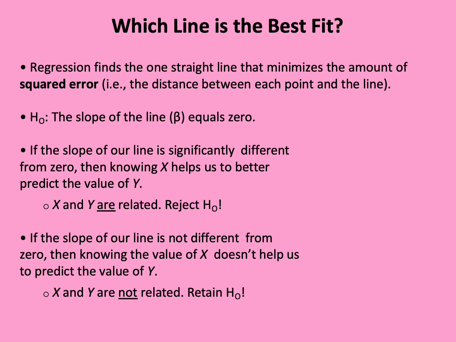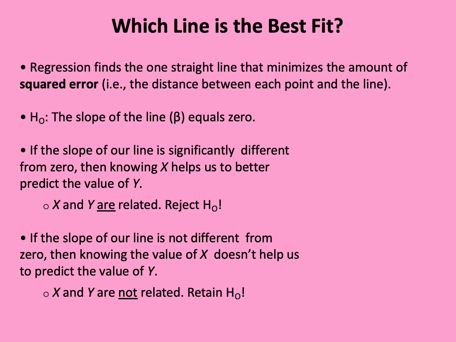So again, what is the function of regression? Whenever we do a linear regression analysis, what we're trying to do is find the best fitting line that minimizes the amount of what's called squared error. That's just the distance between each data point and the line. So we're trying to find the line that best approximates, or is closest to, our scatter plot of data.